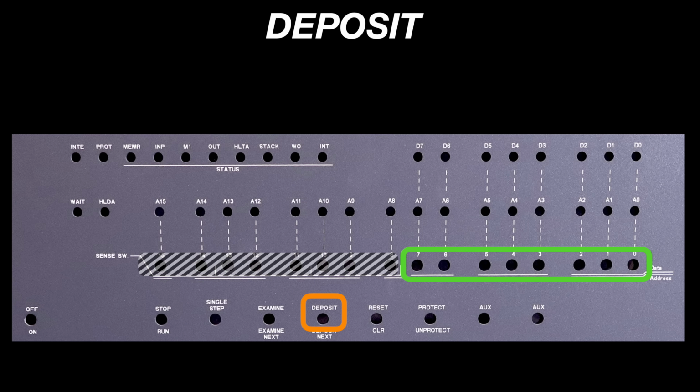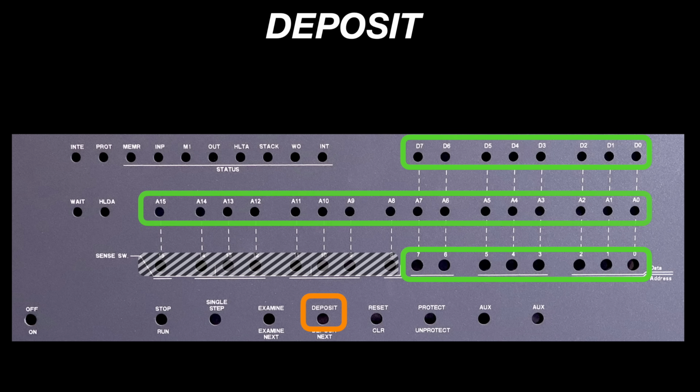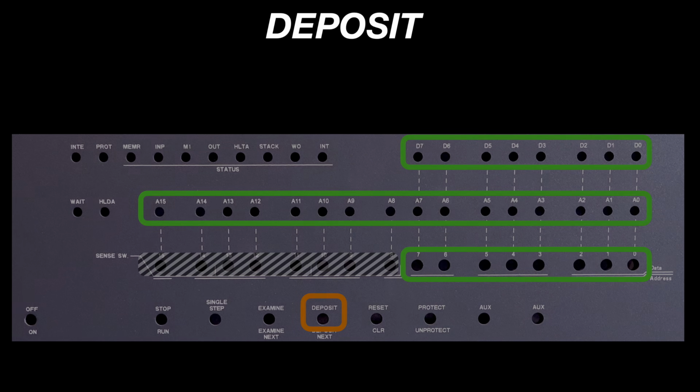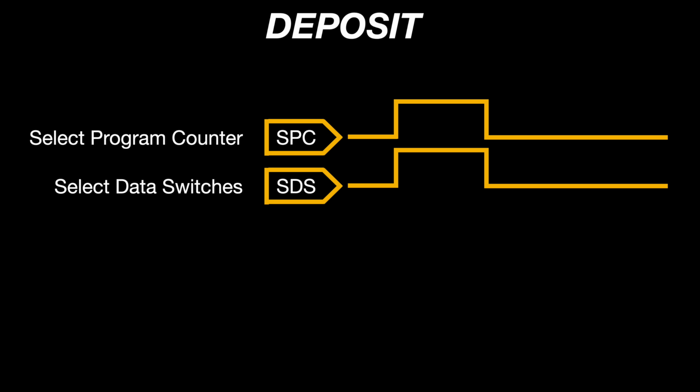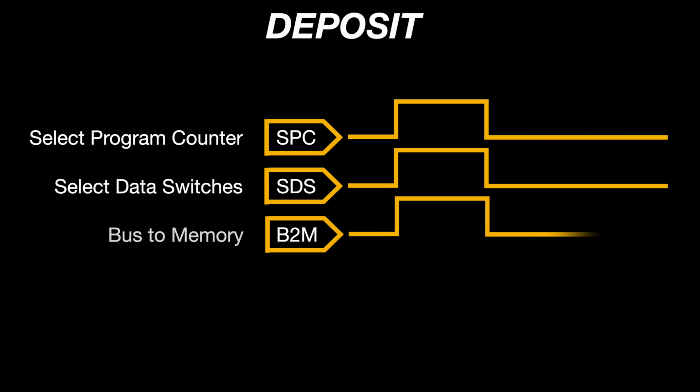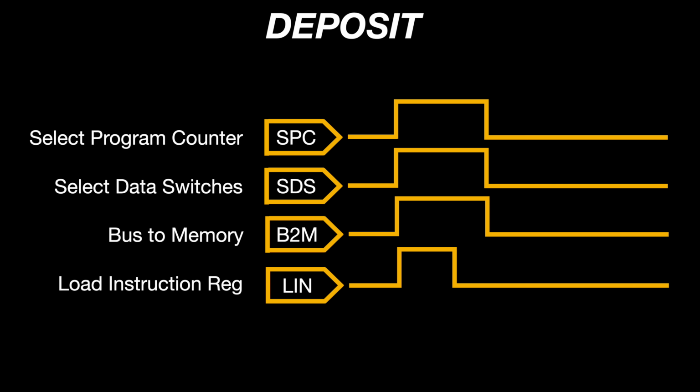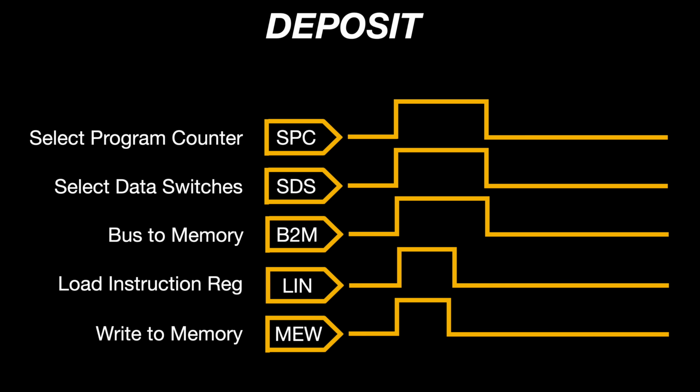It uses the data value on these toggle switches, and the rest are ignored as it's only depositing it to the current memory address that is displayed here. To do this, it selects the program counter and the data switches, and then gates the data to the memory card. And while it's doing all of that, it also loads the instruction register, which displays the value, and writes the data value to memory.